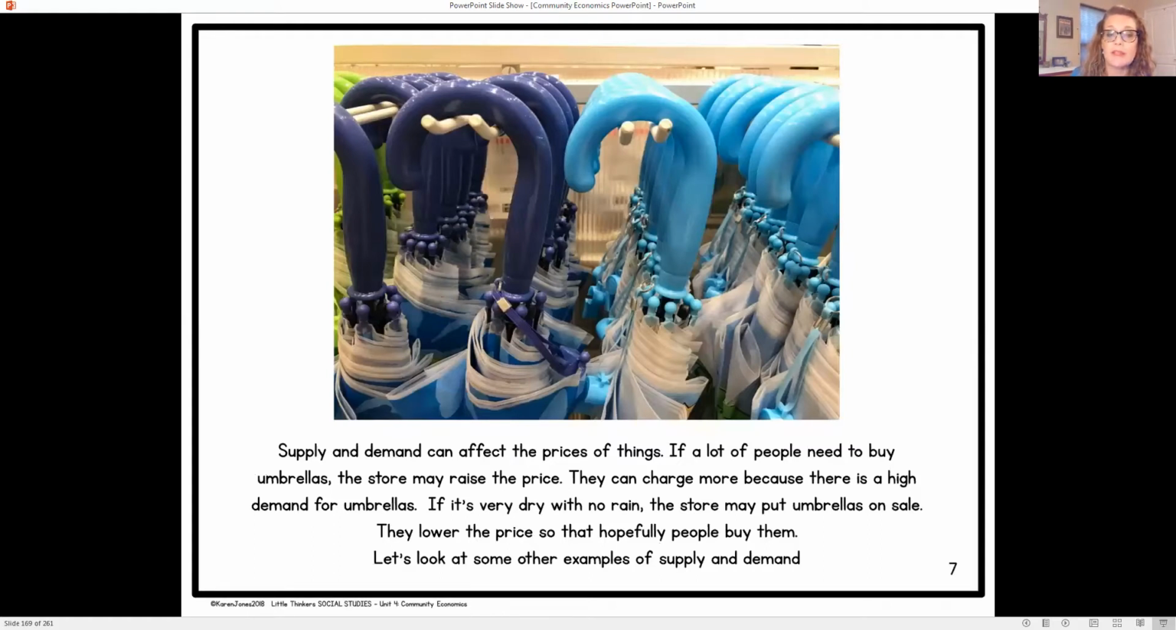Supply and demand can affect the prices of things. If a lot of people need to buy umbrellas, the store may raise the price. They can charge more because there is a high demand for umbrellas. If it's very dry with no rain, the store may put umbrellas on sale. They lower the price so that hopefully people buy them. Let's look at some other examples of supply and demand.